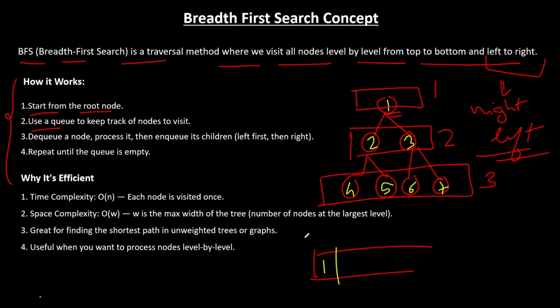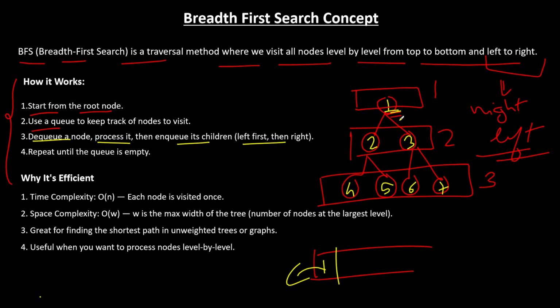Now what we do is put its children after that. How do we do it? We dequeue a node and process it. Suppose we put 1 here, the root node. We popped it out, and after popping it out, we look for its left and right children. Left first, then right. If a question requires right first and then left, then do it that way. Otherwise, the general form is left and right.